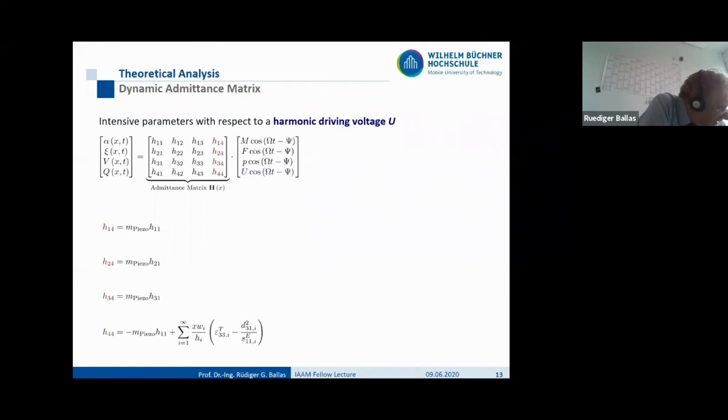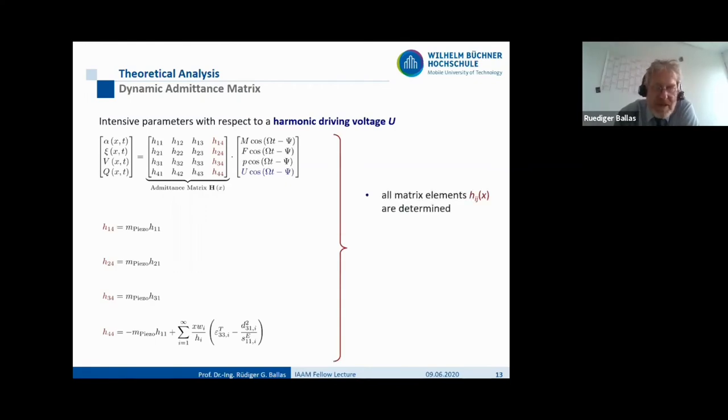it shows that the piezoelectric material, if there is a deformation during the bending, then you have a counteracting of the piezoelectric effect against that external bending moment. Now, all matrix elements HIJ are determined, and now let's see experimental verification of a part of the closed form solution.